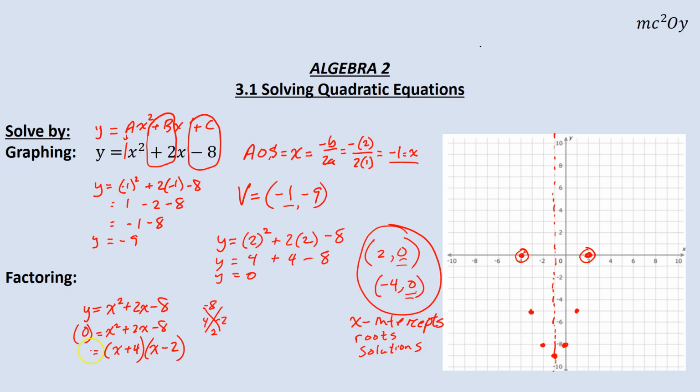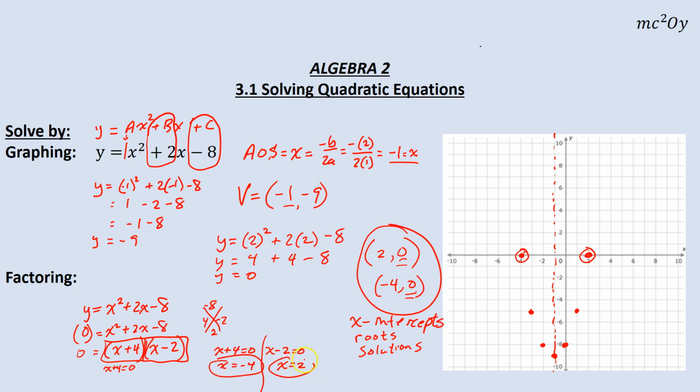Usually I tell you to divide by your a term, but when I divide by a, nothing happens there. So I end up with x plus 4 times x minus 2. This times this multiplies to make 0. My PowerPoint's getting in the way there, so let's write it over here. If x plus 4 equals 0, that gives me a solution of x equals -4. And if x minus 2 equals 0, that gives me a solution of x equals 2.